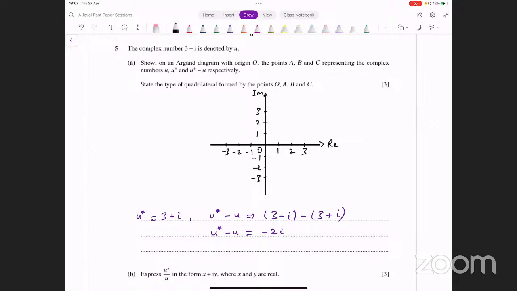Let's plot those points. 3 minus iota, where is that going to be? 3 minus iota, that's this point here. This is point U. U conjugate, that's 3 plus iota, that's going to be here. U conjugate minus U, that's minus 2 iota. That point is here. This is U conjugate minus U. And then finally, you have origin, O, that's this point.